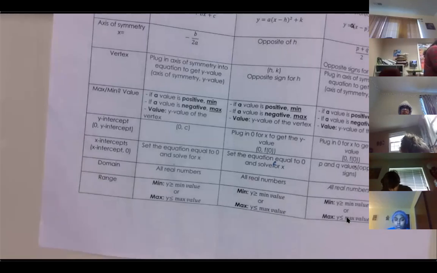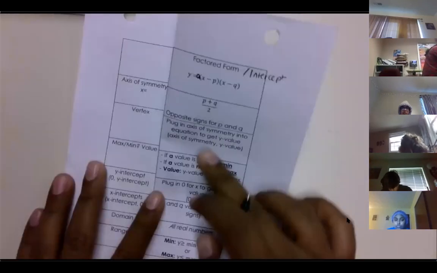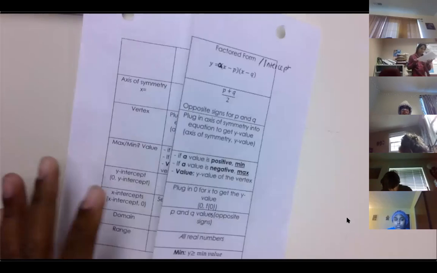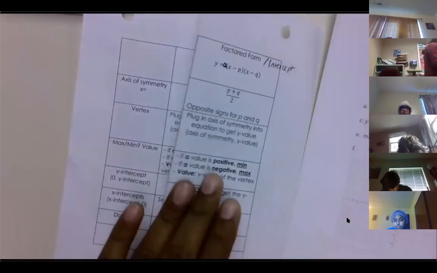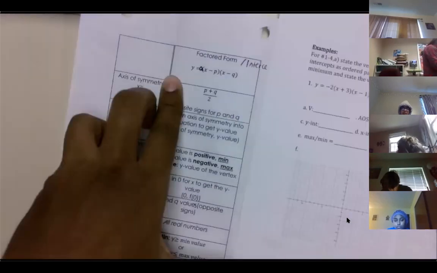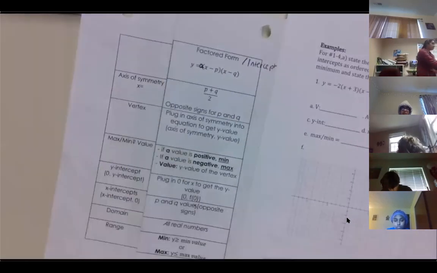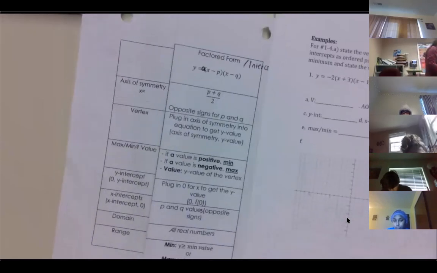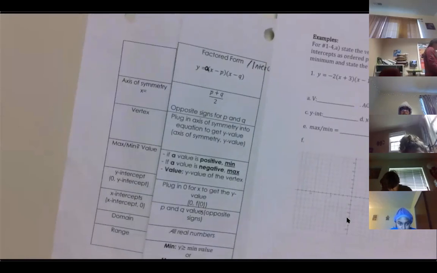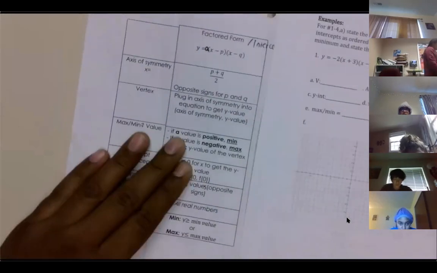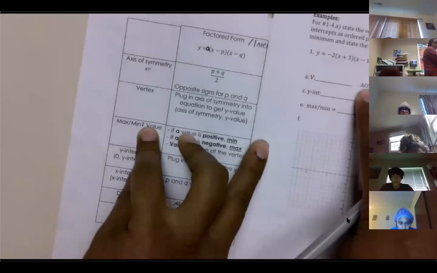Okay, so I'm going to have this out as I do this problem because you'll need to refer to it as you go through each characteristic of your graph. So we're supposed to find the vertex, axis of symmetry, y-intercept, x-intercept, and decide if it's a maximum or minimum, and then graph it. I like to start with the axis of symmetry first.